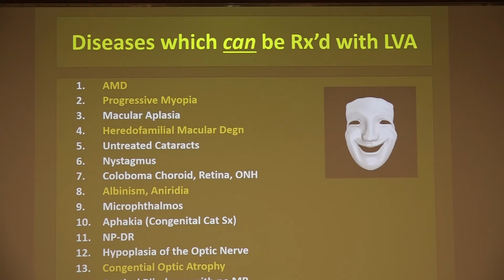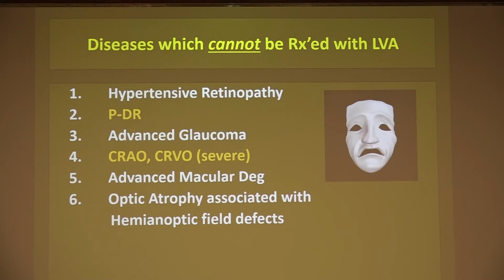These are some conditions that need low vision devices to improve residual vision. These are AMD, progressive myopia, HMD, albinism, aniridia, congenital optic atrophy, etc. And low vision aids are ineffective for patients with severe PDR, severe CRAO cases or severe CRVO cases.